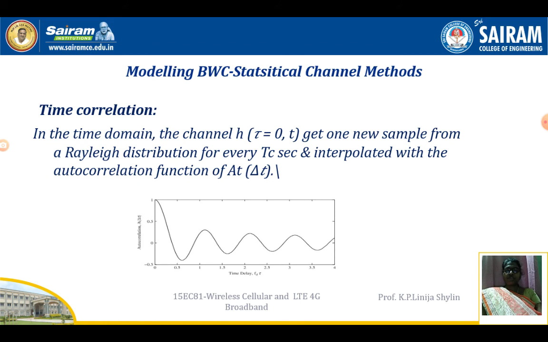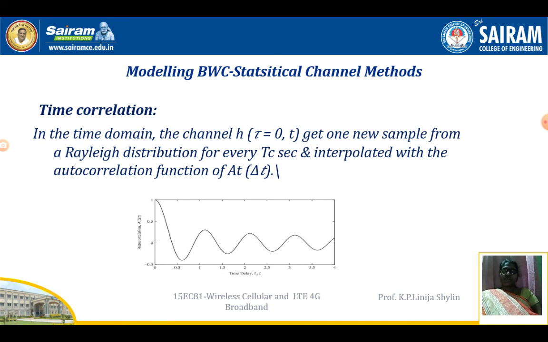And the received signal also has different domains, that is time correlation, frequency correlation, dispersion, selectivity, duality, multidimensional correlation. Then coming to the time correlation, in the time domain, the x-axis we have taken as time delay, and the y-axis is the attenuation. Attenuation is nothing but the signal getting degraded. Here the channel response we will take as h of n. Here tau is equal to 0 comma T we are considering, and we will get a new sample from a Rayleigh distribution for Tc, that is the coherence time, and this signal will be interpolated with the autocorrelation function of a of t into delta t. Delta t is nothing but change in time.